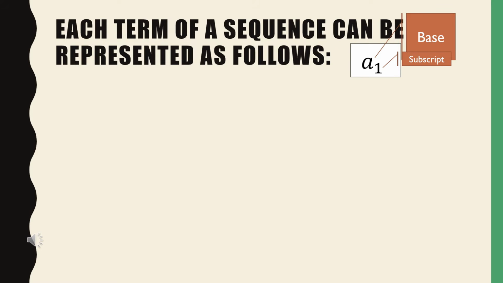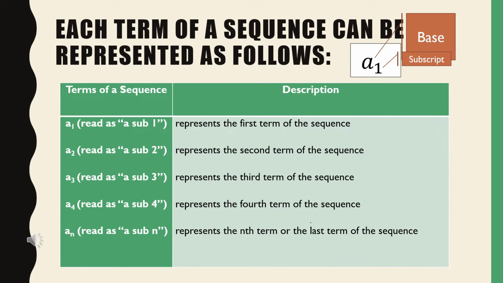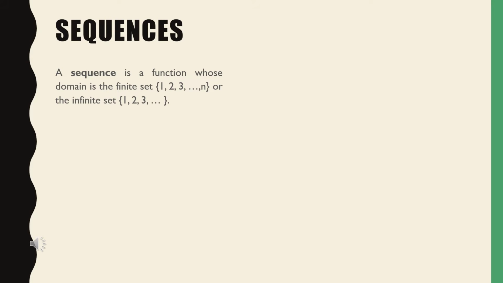For the terms of a sequence, A1 represents the first term, A2 represents the second term, A3 represents the third, and so on. And then An represents the nth term, or the last term of the sequence. A sequence is a function whose domain is the finite set, which contains 1, 2, 3, and so on up to a certain number n, or the infinite set, which contains 1, 2, 3, and so on and so forth.